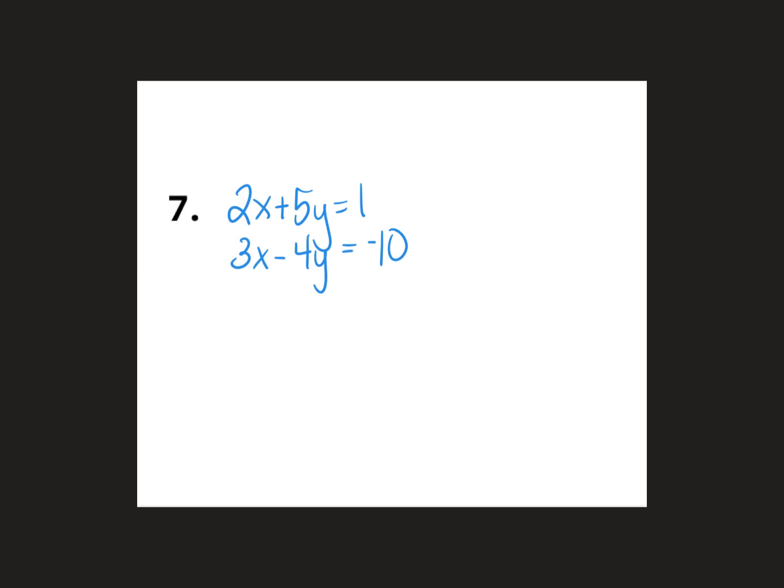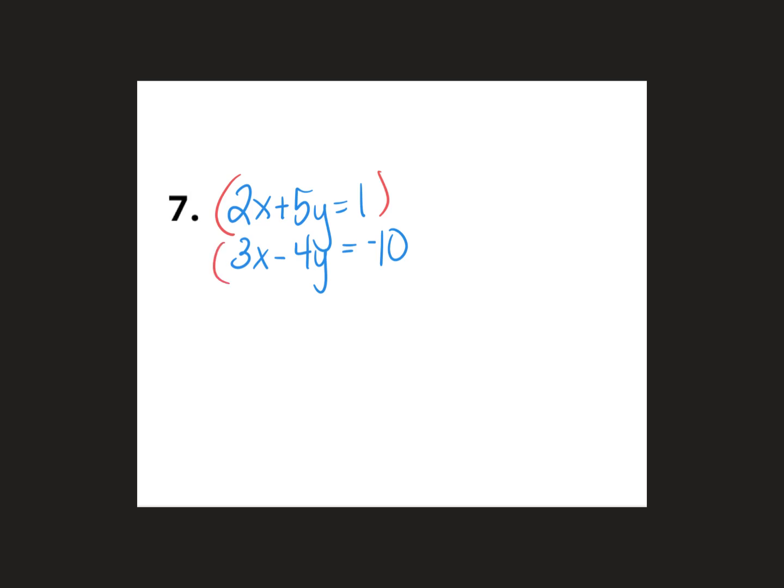I'm going to pick y because they are already opposites of each other. One is already a positive and one's already a negative. So I'm not going to have to multiply by a negative number out here. So that's why I am selecting y.